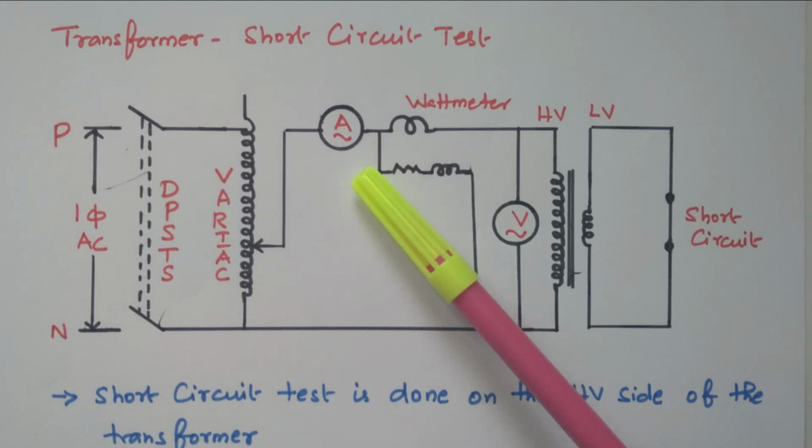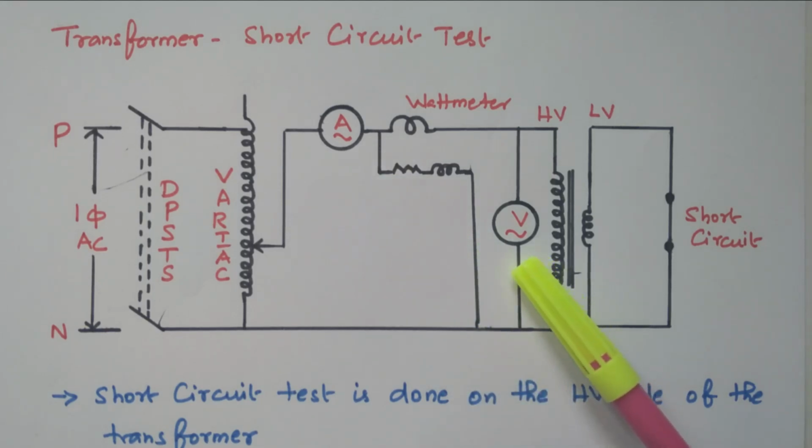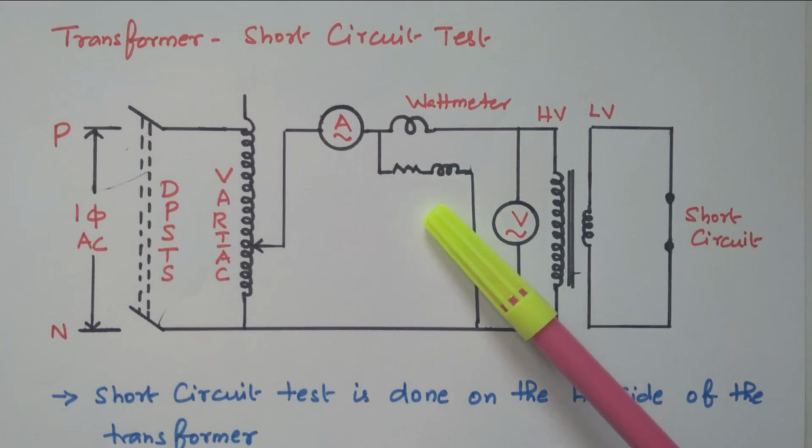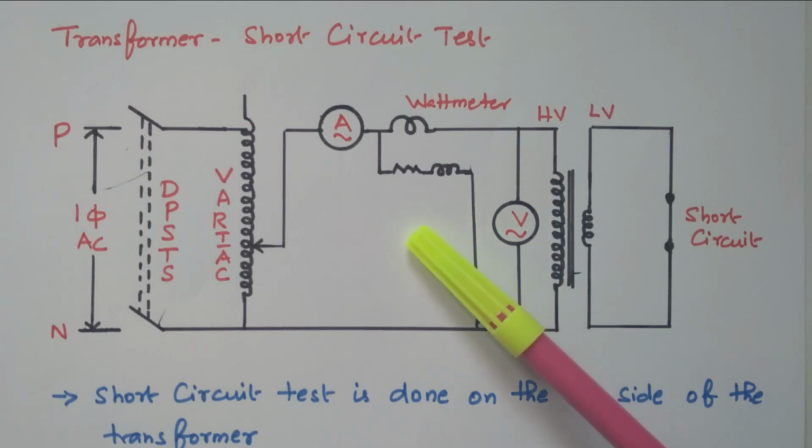So this ammeter will measure the rated current of the transformer. The voltmeter will measure the voltage across the high voltage winding. This wattmeter measures the input power, which refers only to the copper loss, because the current is more, so the copper loss is also more. Voltage is less, so we can neglect the iron loss.